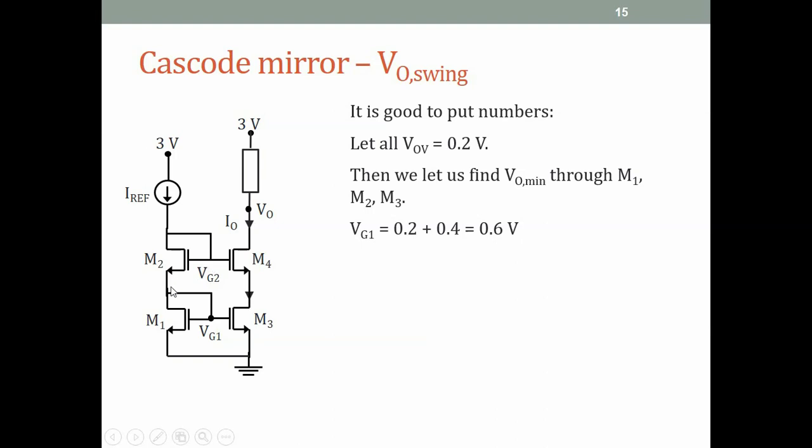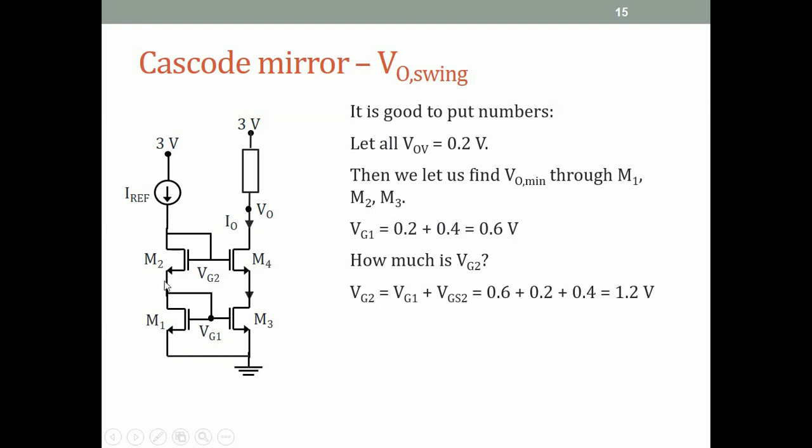We've done this before. M1, M2 are identical transistors, usually with the same W by L's. So everything is identical, same current is flowing through them. So if this VGS is VG1, this VGS is also VG1. So VG2 will be this voltage, which is VG1, plus another 0.6 volts. So VG2 equals 0.6 plus 0.6 equals 1.2 volts. So this is 1.2 volts.